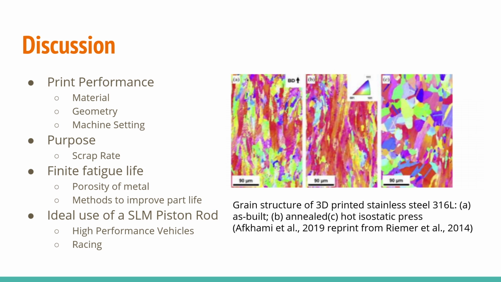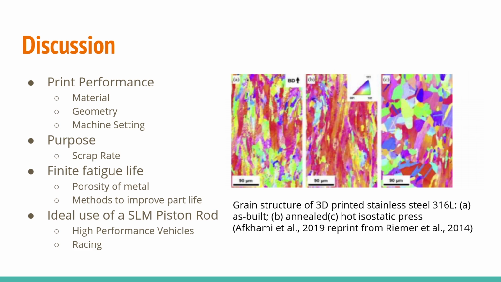Hello, this is Santos Alvarado, and I'd like to bring up some key points of discussion. The first being print performance of this part, that is how well this part is made without warping and deformation, as well as without excess stress. That's going to be dependent on the material, the geometry, and the selective laser melting machine settings. That is the purpose of our ANSYS analysis, to determine if we can successfully manufacture this part using this method, which in turn should reduce scrap rate because we have a method of doing analysis on our part before we manufacture it.